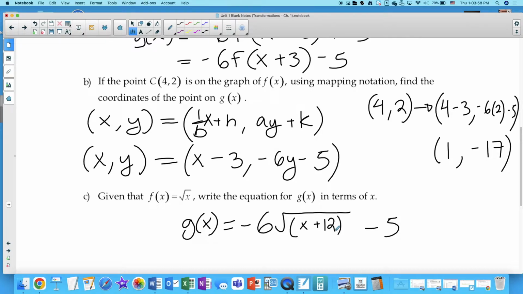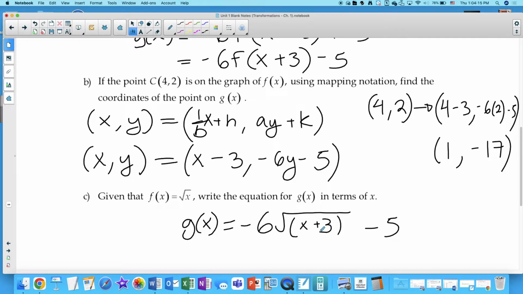Where'd the 12 come from? Oh, shoot. Where did I get the 12 from? Is there a 12 somewhere on here? I don't know how my brain works. Plus 3. There we go.